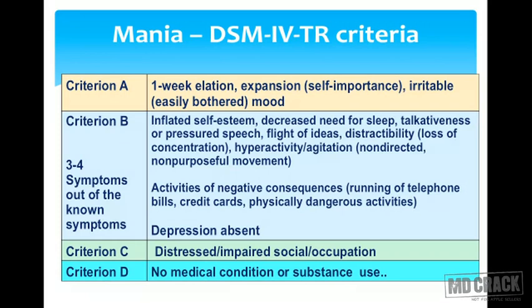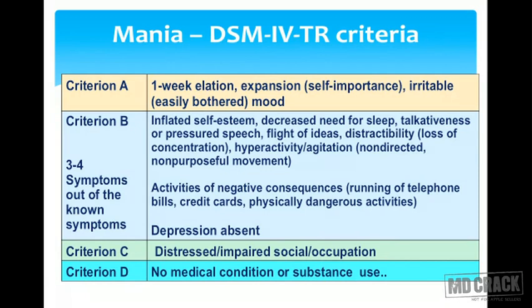Criterion A: there should be 1 week of elation and expansion, that's self-importance, and the patient should have an irritable mood and be easily bothered. Criterion B is 3 to 4 symptoms out of the known symptoms. Look at the symptoms, interesting symptoms.